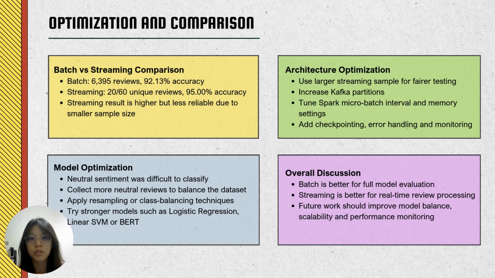to the batch processing. For model optimization, more neutral reviews should be collected, where class balancing techniques could be applied. A stronger model such as logistic regression, linear SVM, or BERT could also be used.